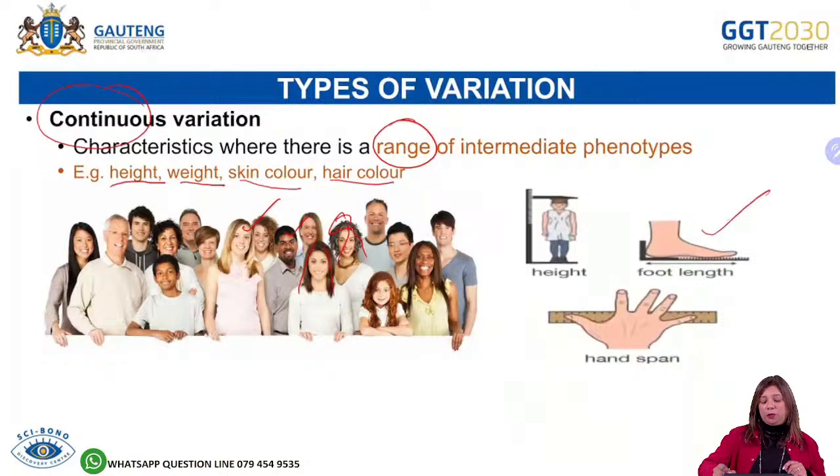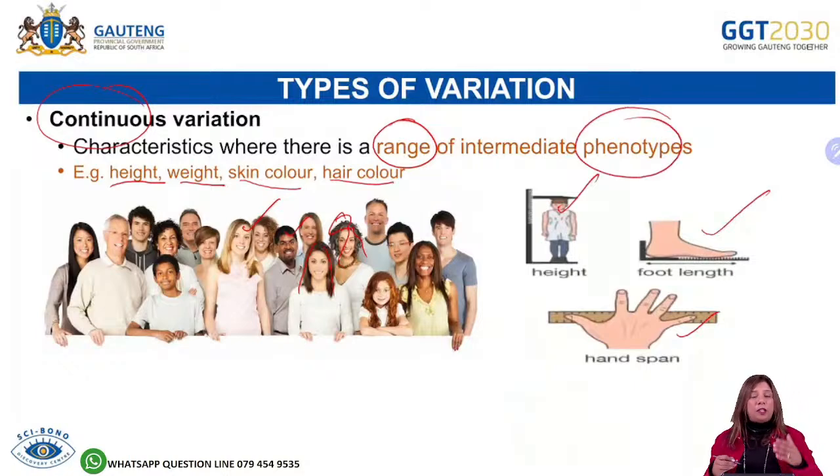Everyone's got a different shoe size. If you're tall, you would have different heights of tall, like 1.52, 1.57, 1.4, and hand span, the size of your hand. So these are all different things which we regard as continuous variation. That means there's a range of intermediate phenotypes. Phenotype is the outward appearance, like we discussed in genetics.